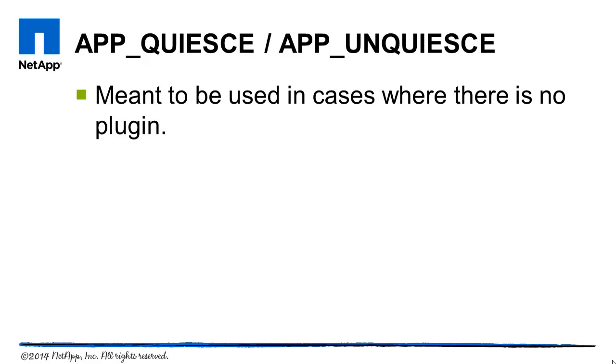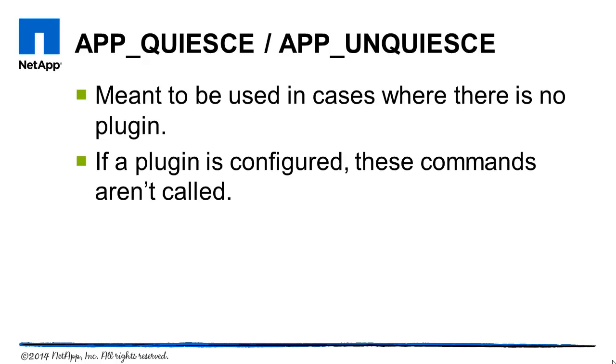Like the pre and post commands in Snap Creator, you can have between 1 and 99 of each of these commands. So you can build a set of commands that does exactly what you need to quiesce and unquiesce your application or database. In fact, the app QUIESCE and app unQUIESCE commands can only be used when there is no plugin configured. If a plugin is configured, then these commands will never be called.